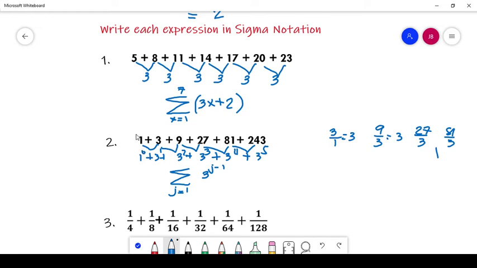Okay, check tayo sa first term. And then next, let's say 2. Dapat 3 ang makuha natin. So 3 raised to 2 minus 1. So we have 3 raised to 1. So that is 3. Okay, satisfied.